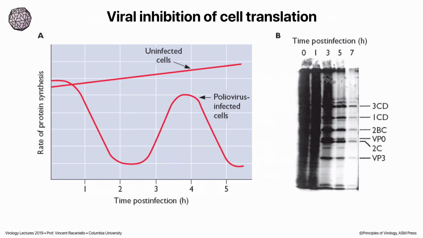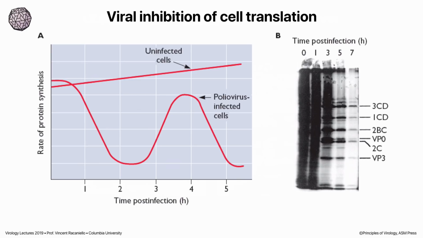Here is an example of what one virus, poliovirus, does to cell translation. Here's a graph of the rate of protein synthesis at different times after infection. This happens to be poliovirus, and you can see in uninfected cells, the rate of protein synthesis remains more or less the same under these conditions.